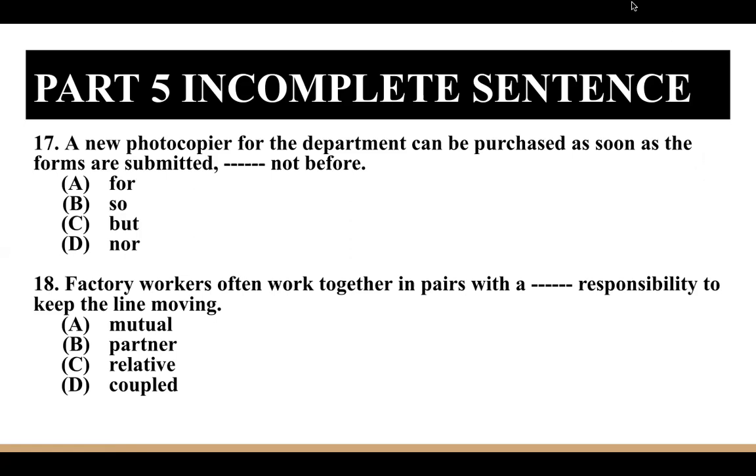A new photocopier for the department can be purchased as soon as forms are submitted, not before. So actually, for this kind of sentence, I can say that it's quite rare. It's not that commonly found in the structure or sentence arrangement here. But what you need to see is that you have to understand the context first, because we can see that the cause and the action contradict each other.